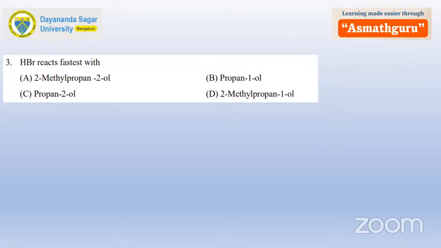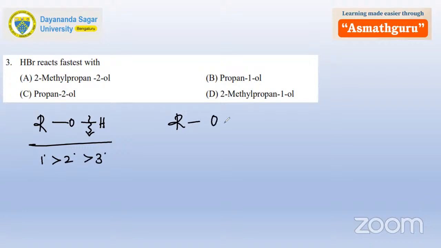HBr reacts fastest with which molecule? I already told you, in alcohols there are 3 kinds of reaction where you are breaking an OH bond. When you break an OH bond, which alcohol is more reactive? Primary is more reactive than secondary. Secondary is more reactive than tertiary. When you break the RO bond, meaning the CO bond, tertiary alcohol is more reactive than secondary and primary.